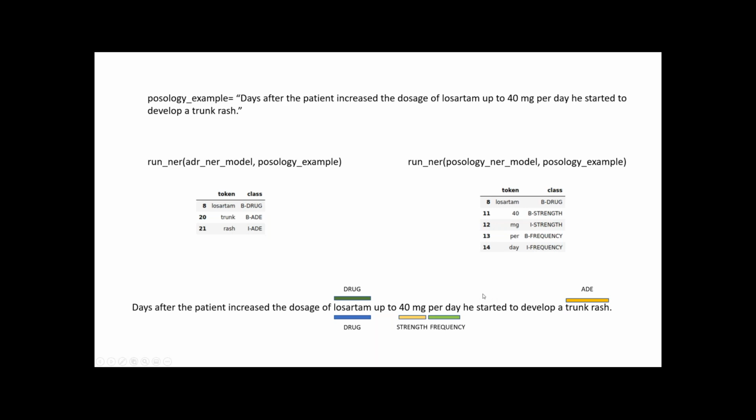But what if you want to analyze the relationship between the dosage and the severity of the effect? You need to extract also the information about the posology, how much, what is the strength of the drug that this particular patient is using. For that, you can use this posology model, and the model will identify losartan as a drug, 40 milligrams as the strength of this drug, and per day as the frequency of the drug.